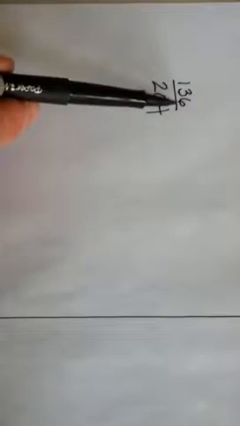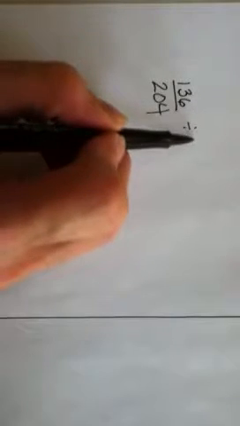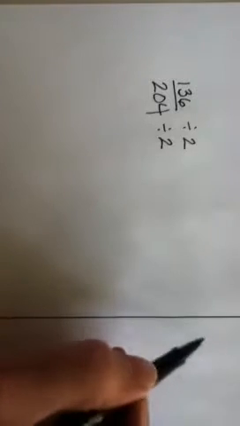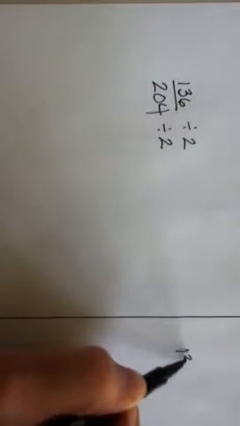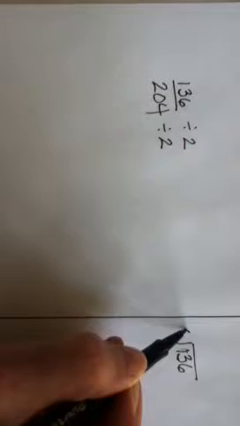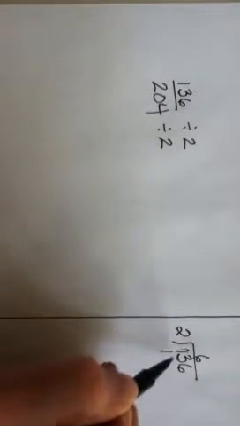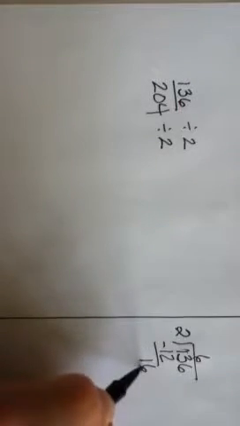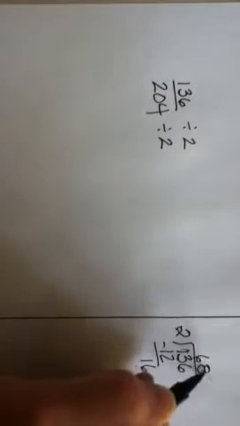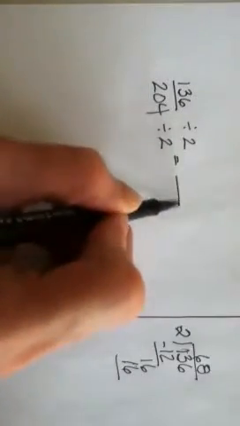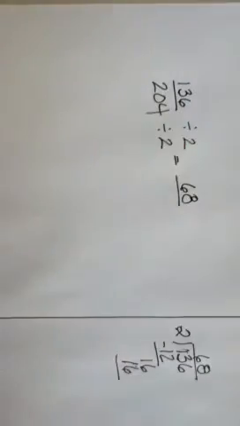And I see that 136 is even and 204 is even. So I know I can divide both 136 and 204 by 2. Now those are big numbers, so I'm going to go over to my scrap paper and do my division. 136 divided by 2. 13 divided by 2 is 6. 16 divided by 2 is 8. So 136 divided by 2 is 68.